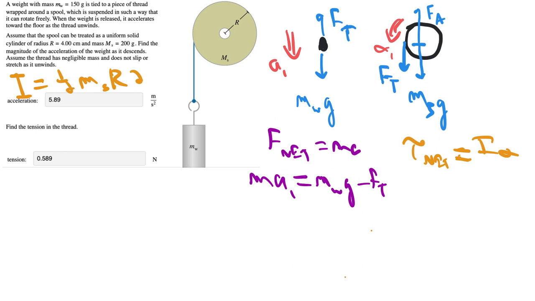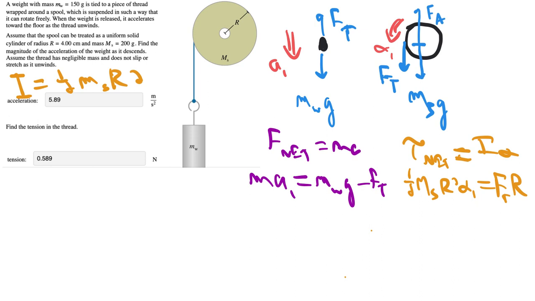We can process the generic statement tau net equals I alpha into another thing, which is that 1/2 m_s R squared times alpha_1 is the net torque. That's going to be easy because there's only one force that exerts a torque. m_s g doesn't because it points through the rotational axis, and F_A doesn't because it also points through the rotational axis, so they don't contribute to the torque. All we have is the tension, and the tension is tangential to the spool, so the moment arm is just the radius of the cylinder, which is remarkably convenient. So it's just the tension times R.